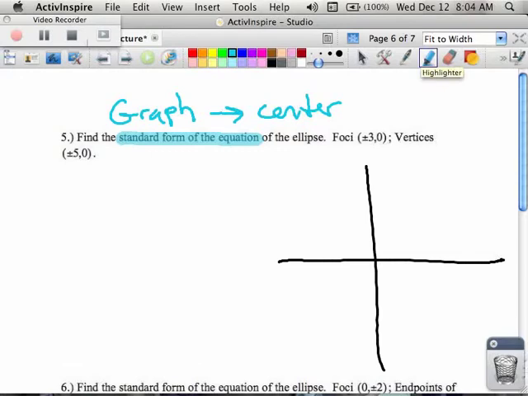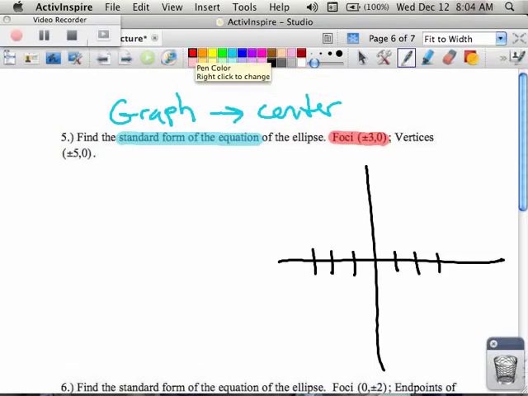they tell me right away that my foci are at plus or minus 3, 0. What that means is that as I write down my foci at plus or minus 3, 0, I've already been told indirectly where my center is, because my center is always right in the middle of my foci, which lie along the major axis. So I know that my center is at 0, 0, and I write that down. My center is at 0, 0.